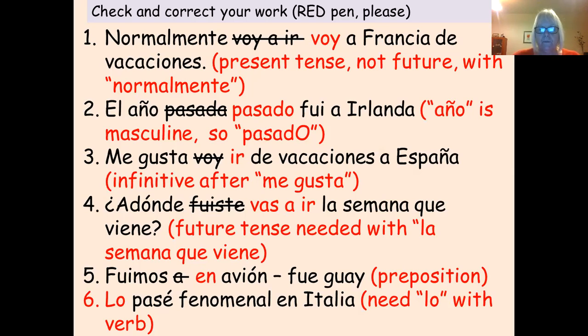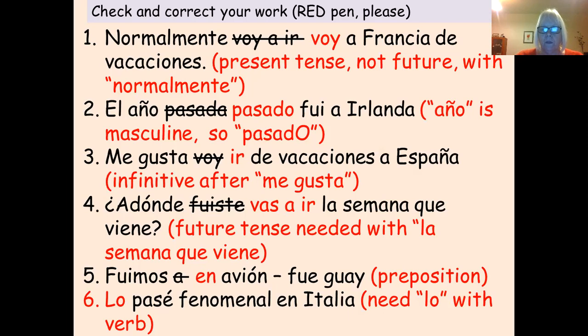Número 3. Me gusta, voy de vacaciones a España was what you had initially. Now cross out the voy and we've got ir. And that's because you use the infinitive after me gusta. In English, we would say, I like going on a holiday, or I like to go on a holiday. You can't have I like, I go. It has to be an infinitive alongside the conjugated verb.